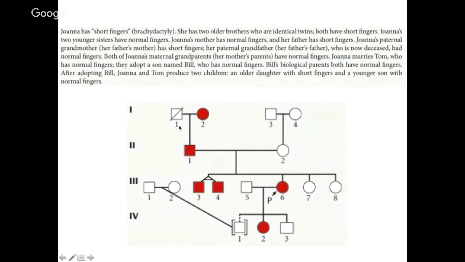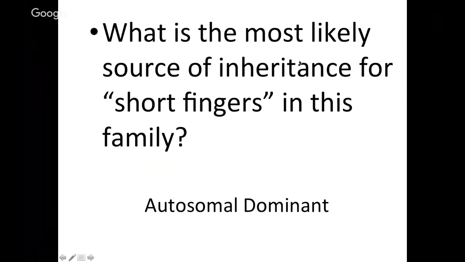Problem number 3. Joanna has short fingers, and this is her family pedigree. This one is Joanna and her husband and their 2 children. This is Joanna's mother and her parents. This is Joanna's father and his parents. And the source of inheritance for this family is most likely autosomal dominant.